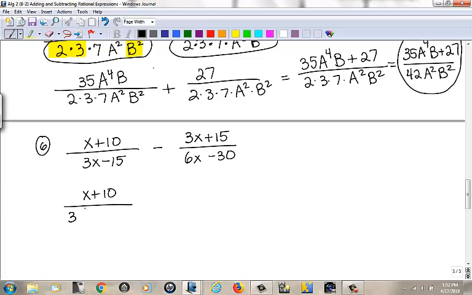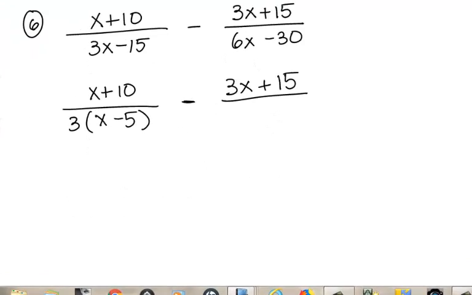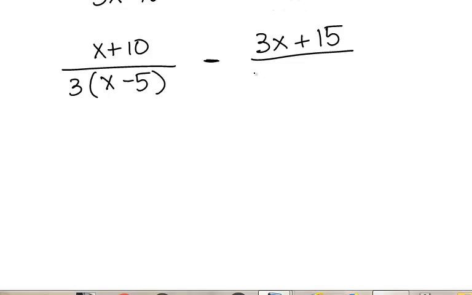3 is in common, and what's left? X minus 5. And it's a minus sign. Leave the numerator the same, 3x plus 15. What's in common on the bottom? 6 and x minus 5. Okay, and now you find the LCM.